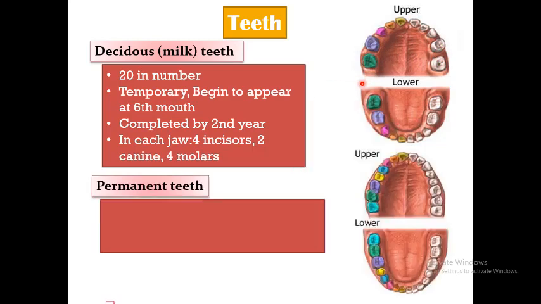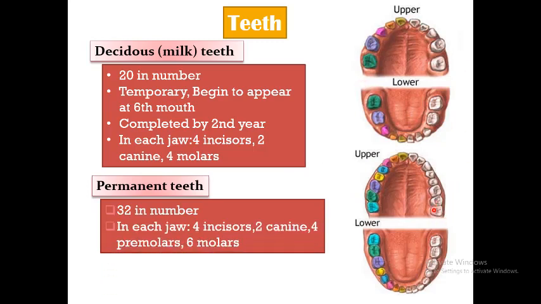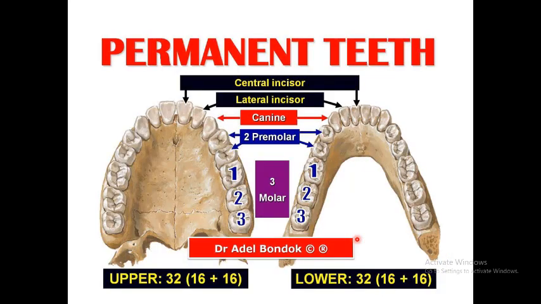About the permanent teeth, they are about 32 in number. We have 16 above in the upper jaw and 16 below in the lower jaw. The distribution is shown here. We have two central incisors and two lateral incisors, so four incisors in each jaw. Then we have two canines in each jaw, and four premolars in each jaw, two right and two left. Then you have six molars in each jaw, three on the right and three on the left, and the last one, the third molar, is called the wisdom tooth, which appears at the age of 18 years.